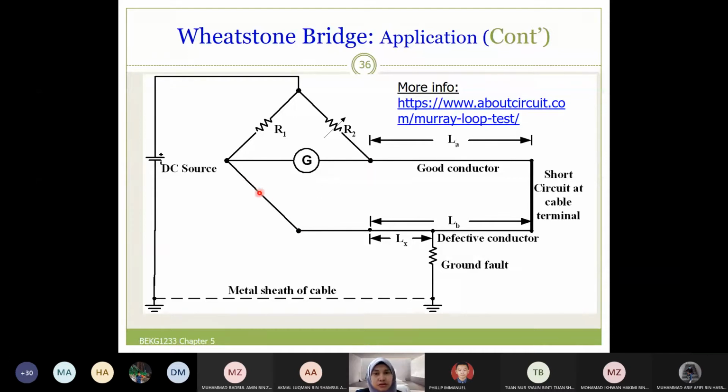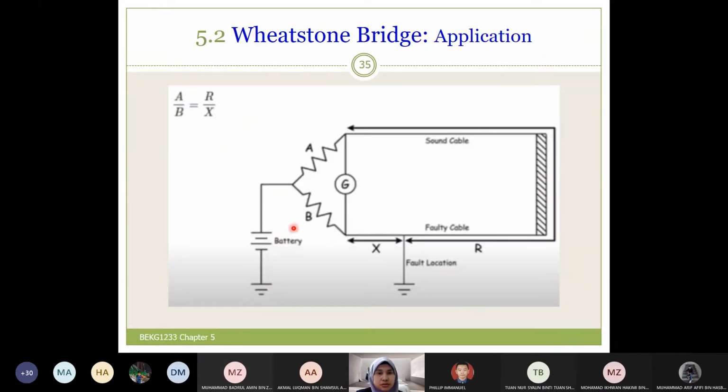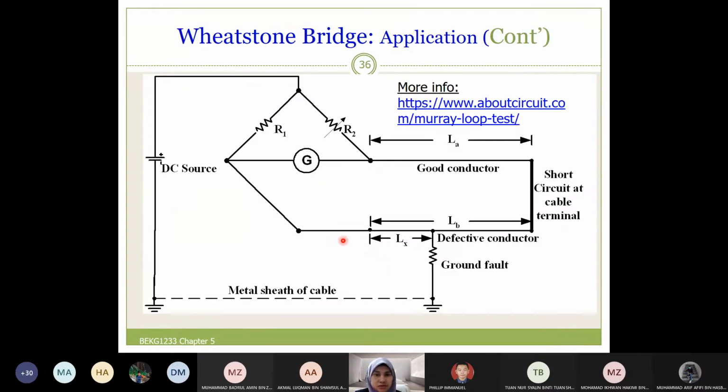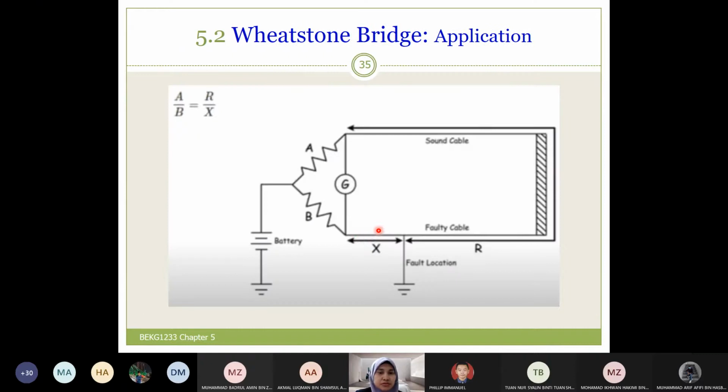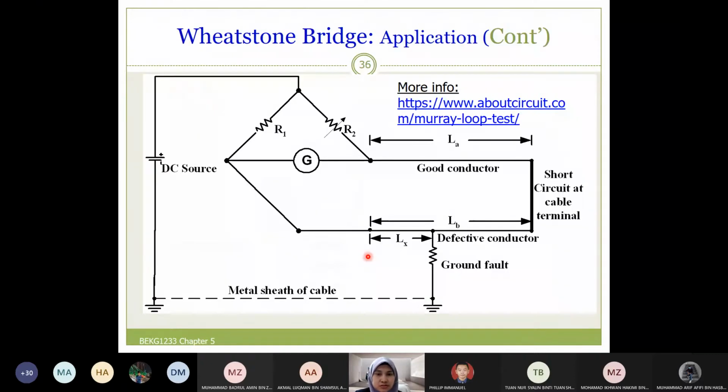So in this figure, A, B, X. So X is in the previous figure, this X is equal to this length. This is good conductor. This is defective conductor or faulty cable. So this is the location for the fault. Location for the fault.